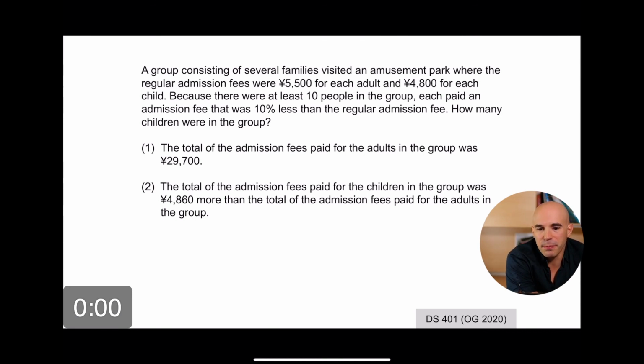And the 10% discount here really is just a distraction, because it's data sufficiency. So whether it's a 10% discount or there is no discount or it's a 40%, it doesn't matter. Because we don't need to actually solve anything, we just need to think about what do we know and what do we want to know.